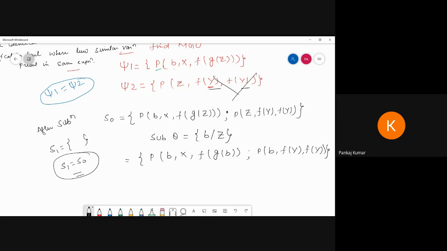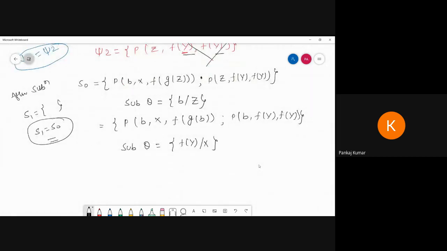Then what happened? Again, I'm going to apply the substitution method. F of Y. In the place of X, I'm going to put F of Y. So what happened? In the place of X, I'm going to put F of Y. Now see, P, P. So try to make that simple. Okay.